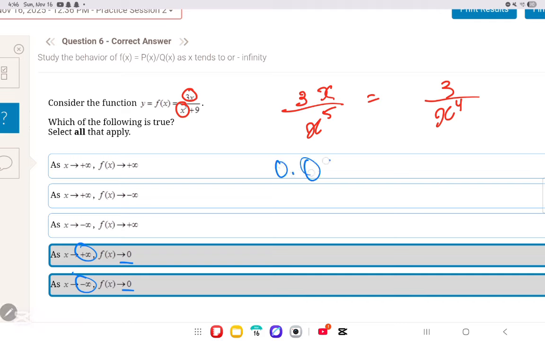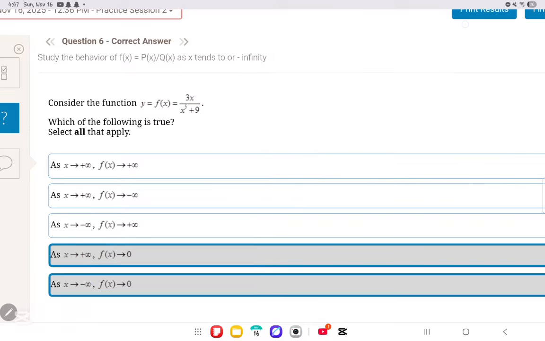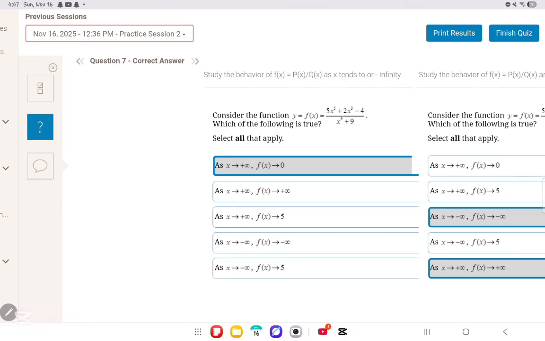So 0.0000, so many zeros until you reach 3. It's a very small number, very close to 0. So that's why it approaches 0. If I chose a negative number, minus 10 times 10 to the power of 50, I would get minus 0.00000 and so on until 3. So that's why, for plus infinity and minus infinity, in both scenarios I approach 0.